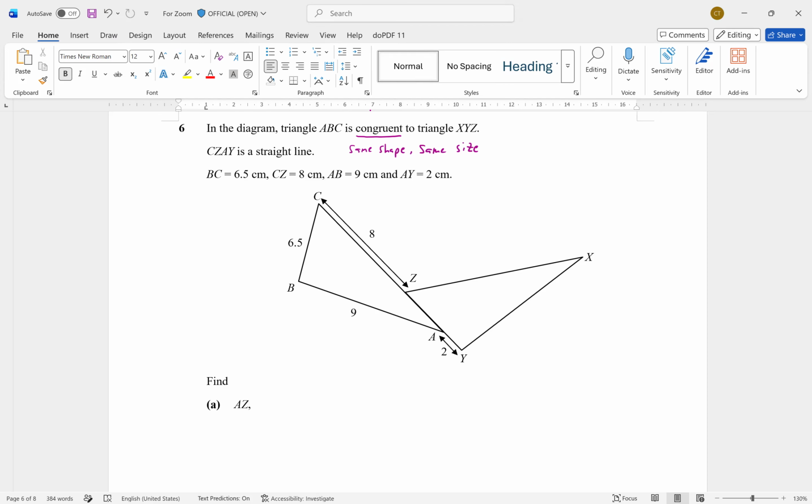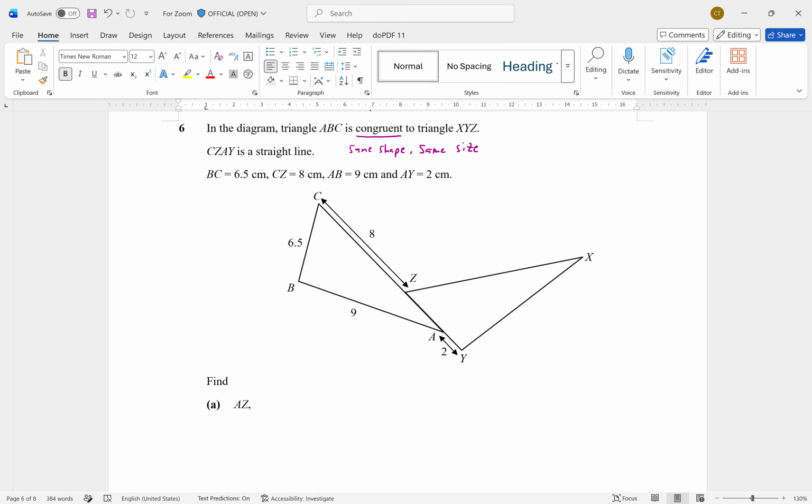Okay, so for part A, we are asked to find the length of AZ. If you look at the diagram, students, AZ is not a full length of any side of the triangle. So this means that we are not able to find AZ directly. But AZ is part of which side? AZ is part of AC as well as ZY. So what we can try to do is find either AC or ZY.